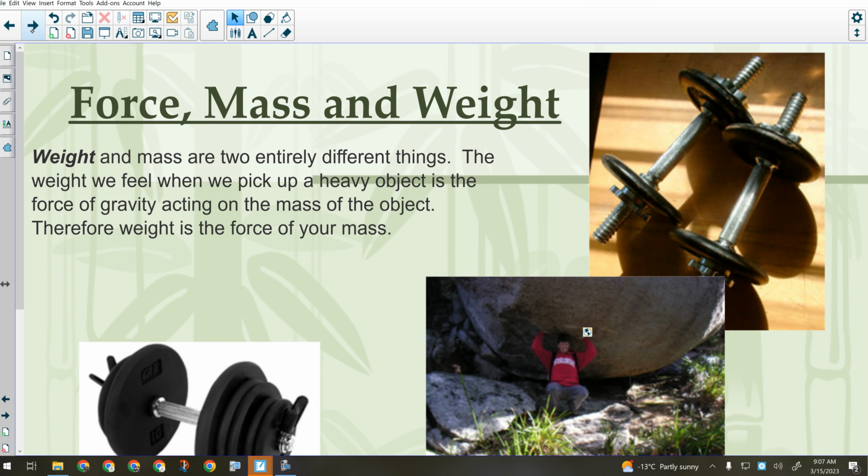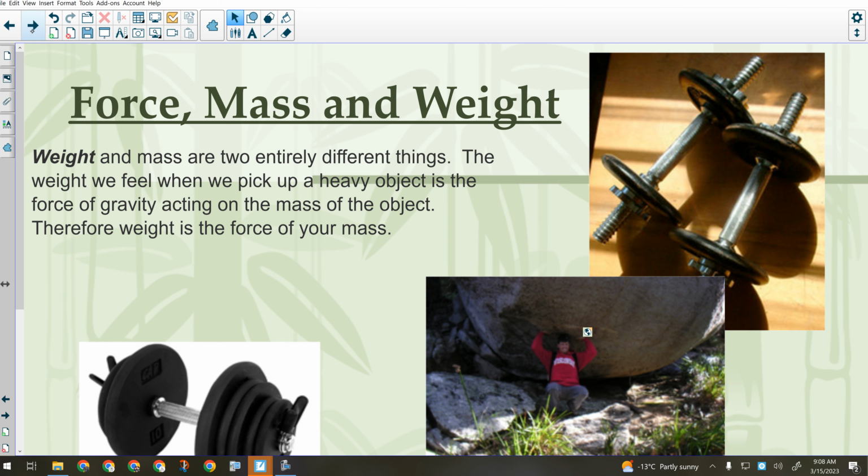So, difference between these two things. This is another thing that North American society gets very, very wrong. Oftentimes, people will say, I weigh this much, and then they give a number in either pounds or kilograms. Pounds and kilograms do not measure weight. They measure mass. When you tell someone that you are X many kilograms or X many pounds, you are telling them how much of you there is, which is your mass.